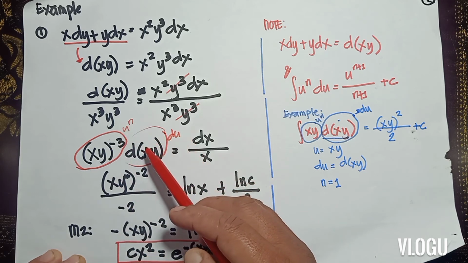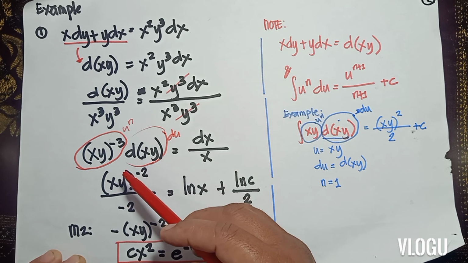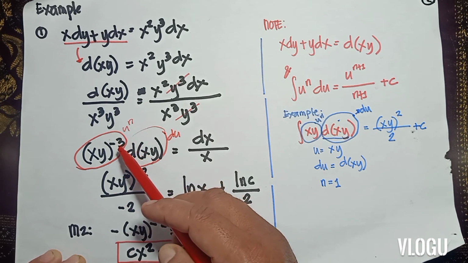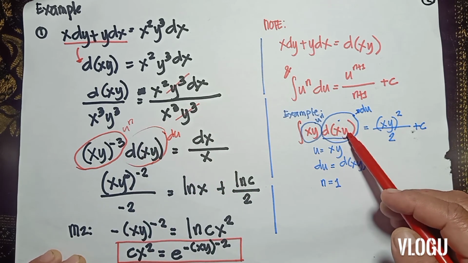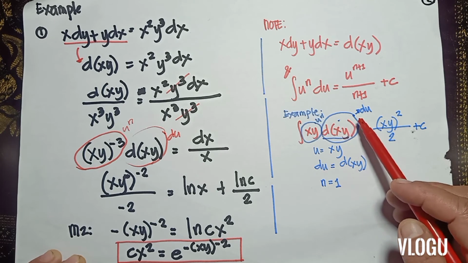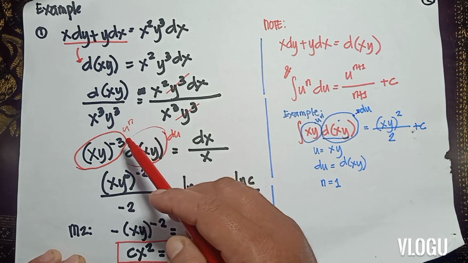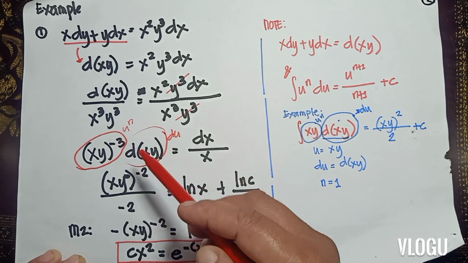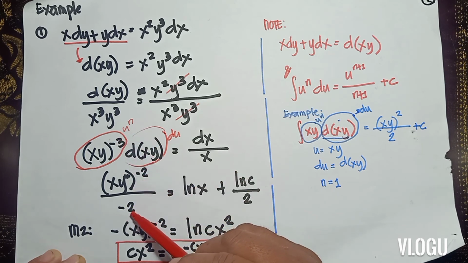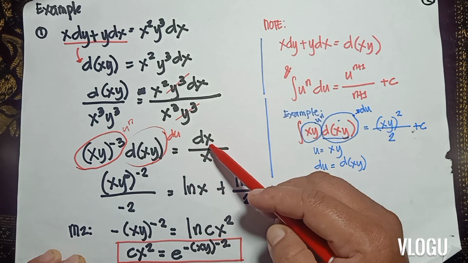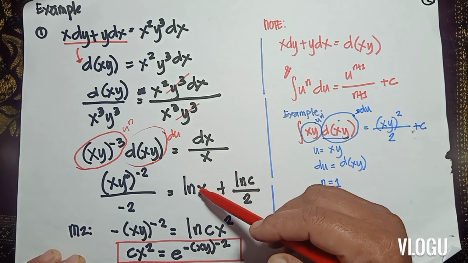That is a complete form. So all you have to do, if you will have your du already, you just add 1 over n plus 1 to your exponent. So therefore, you will have negative 3 plus 1, that is negative 2 over negative 2. The integral of dx over x, that is ln of x.